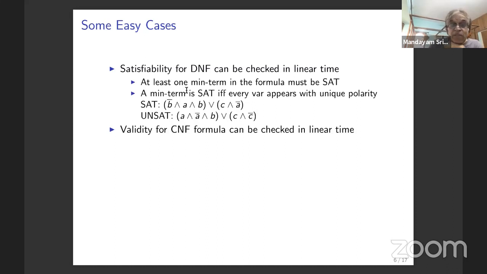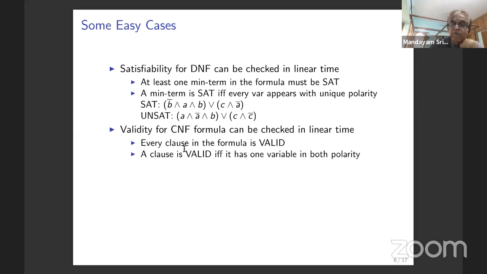Okay, whereas the validity of DNF is harder to check. Whereas for CNF, it is the validity that can be checked in linear time. That's because every clause, which is a disjunction of literals in the formula, has to be valid. For a CNF formula to be valid, valid means that it is true for all possible assignments to the literals.